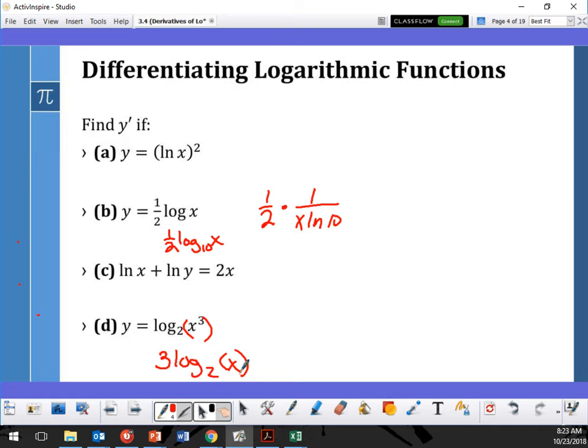Now, does this look a little bit better? Okay, so now we can go ahead and do this, right? So I would write this as what? 3 times 1 over x ln 2. I was right. Yeah. So where was that 3 going? Three goes on top, right?